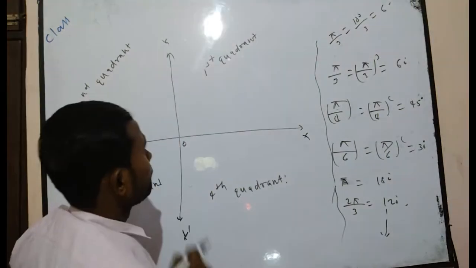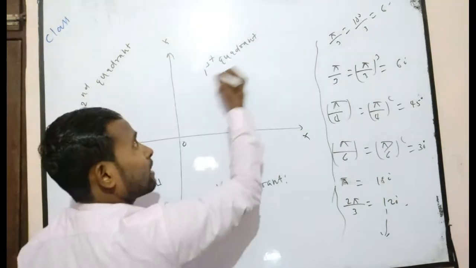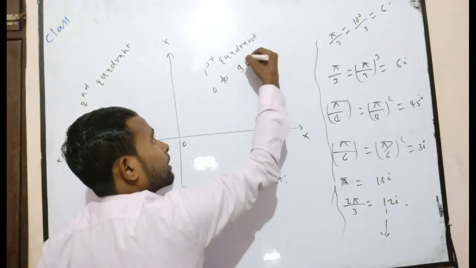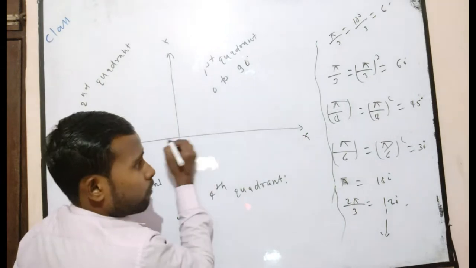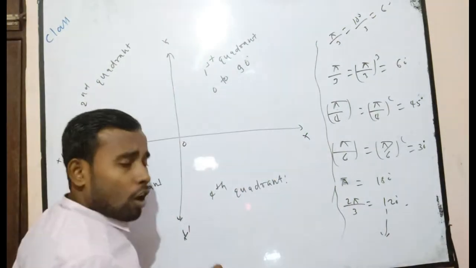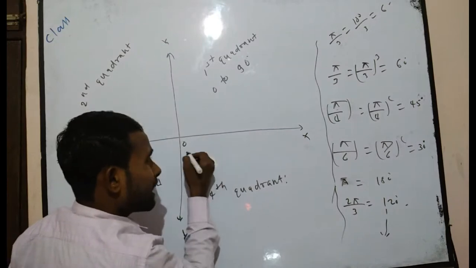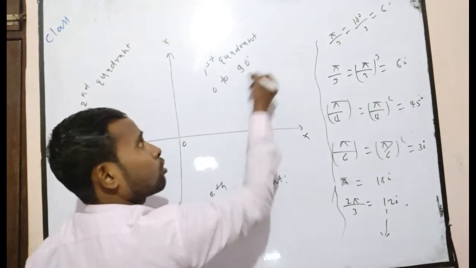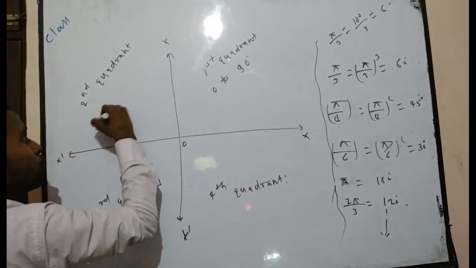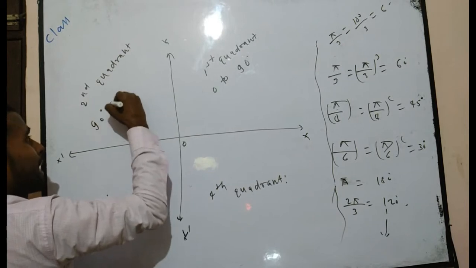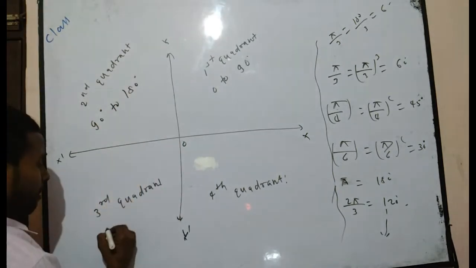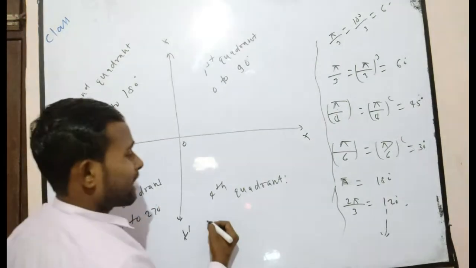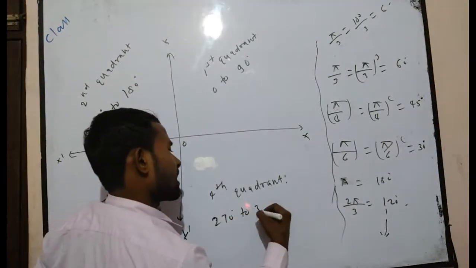Now, as you know, in the first quadrant you always take 0 to 90 degrees. If you go from the positive axis anti-clockwise, you always take positive angles, while in the clockwise direction you take negative angles. So in the first quadrant take 0 to 90 degrees, in the second quadrant 90 to 180 degrees, in the third quadrant 180 to 270 degrees, and in the fourth quadrant 270 to 360 degrees.